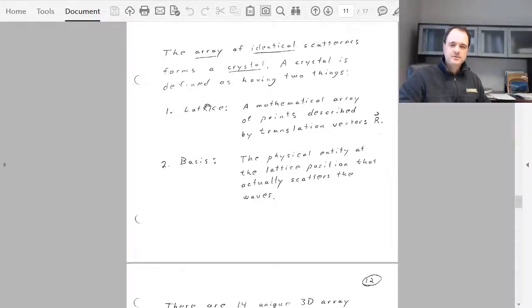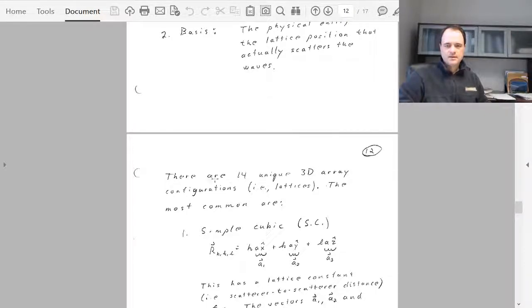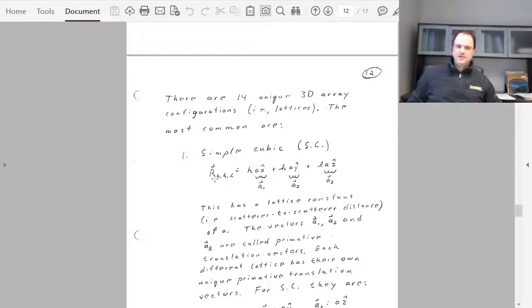So, a crystal is simply a lattice plus a basis. Now, as it turns out, there's a really interesting thing. I was quite intrigued when I first learned this. There's not an infinite number of possible lattice configurations in 3-dimensional space. There's really only 14 different unique ways to order items in space.